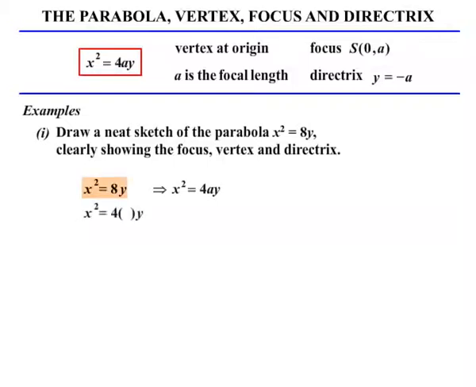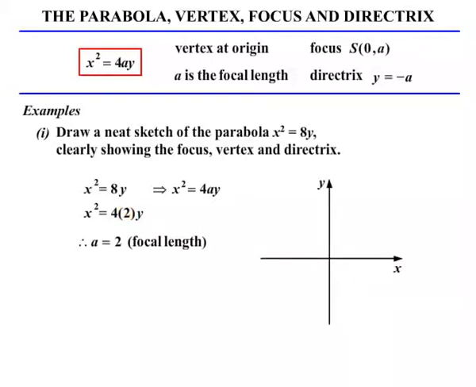We need to write x squared equals 4 something y. So 4a needs to be 8, so we need to put a 2 there. 4 times 2 obviously is 8. So that 2 is our value of a, known as the focal length. So let's draw a little sketch. Its vertex is at the origin. Now a equals 2, the focal length.